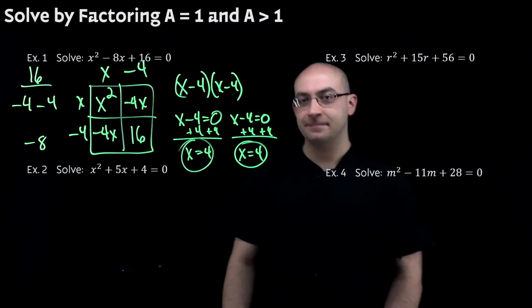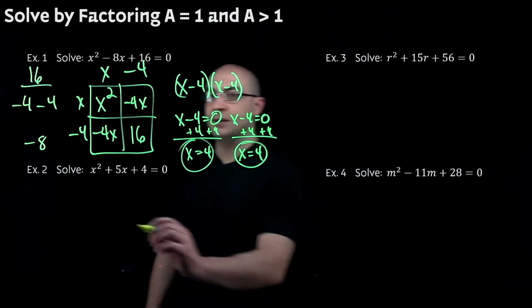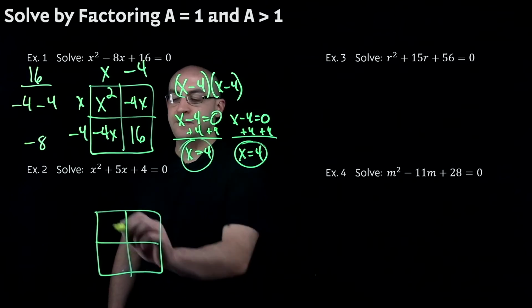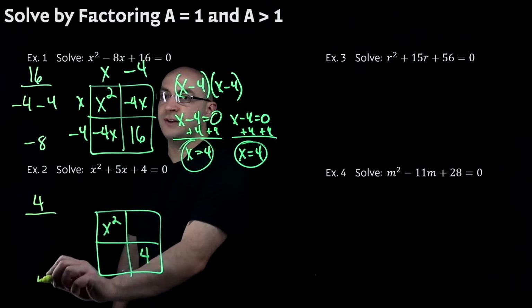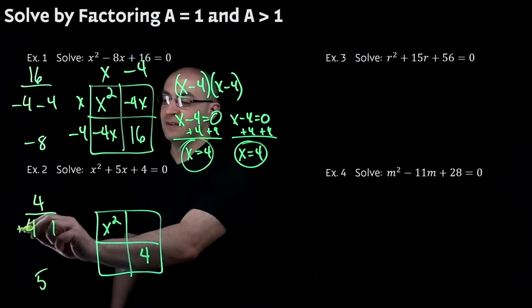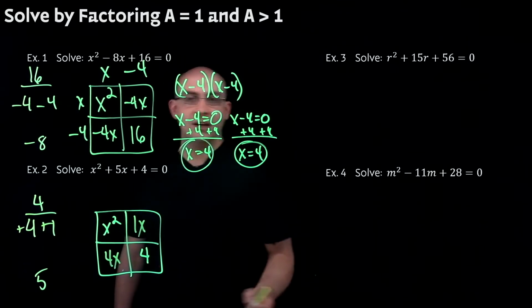Let's move on. Example 2. Let's area model. I'm trying to solve number 2. Again, let's draw our boxes. X squared, positive 4. I'm looking for factors of 4 that I could use to add to 5. Well, that's going to be easy. It's 4 and 1. And they both have to be plus. So we're going to have a 4x here and a 1x here, or we could just put x there.